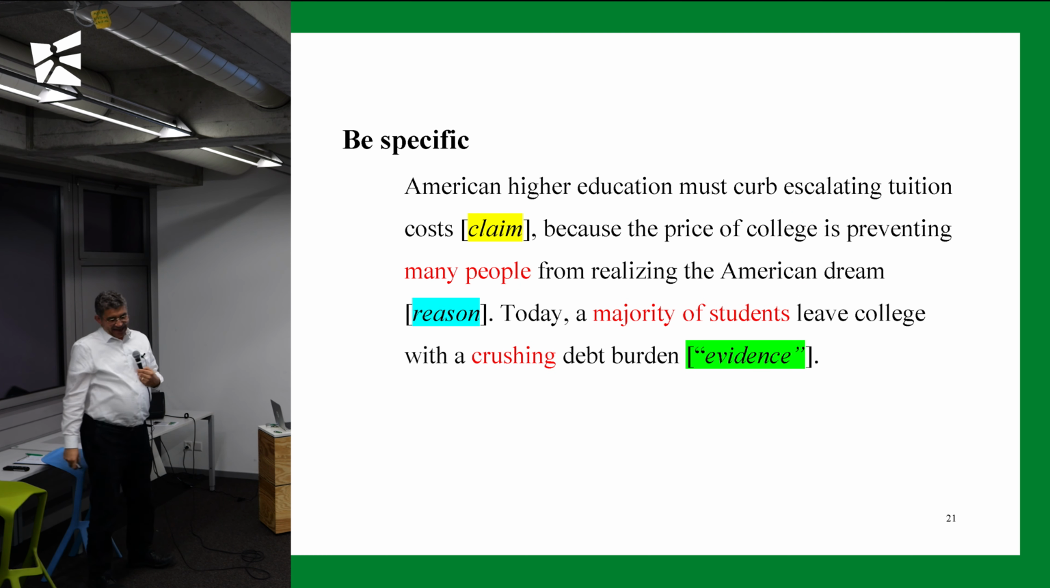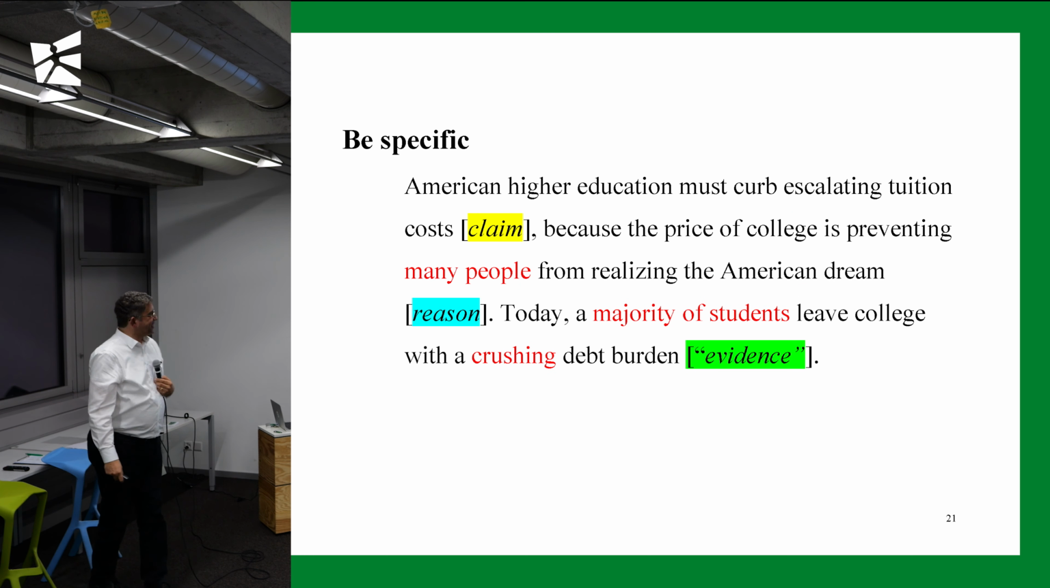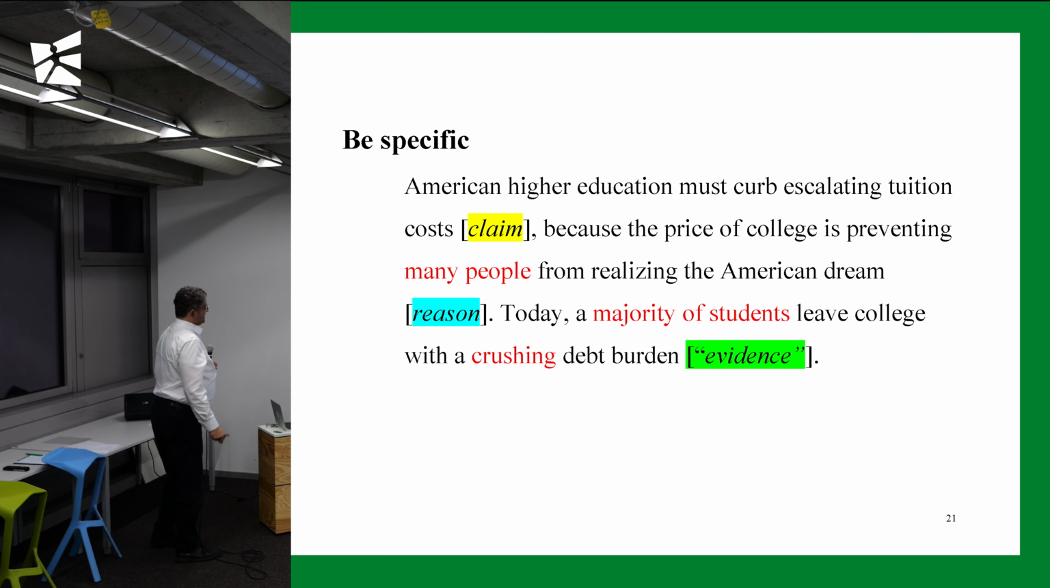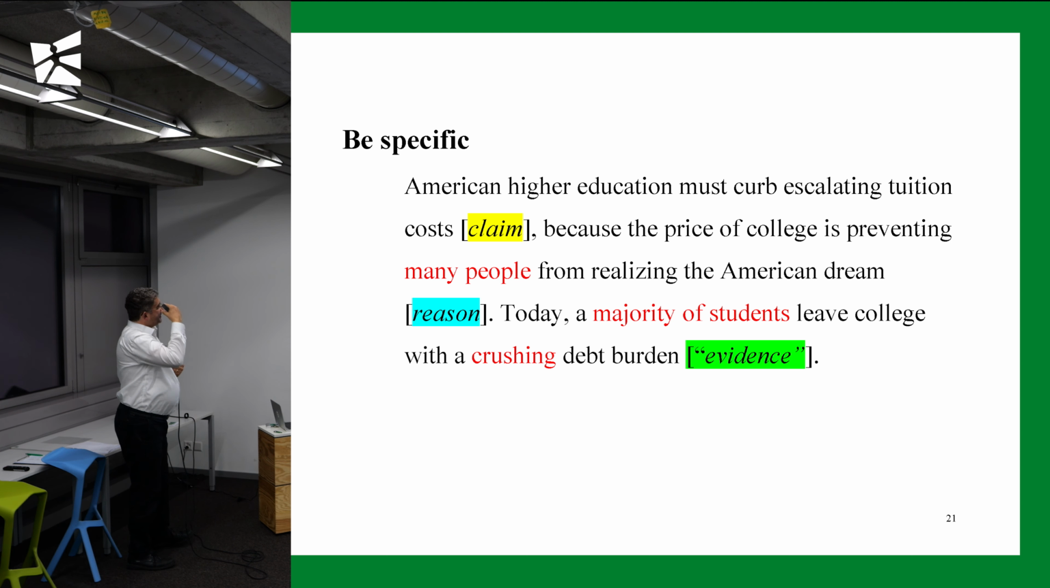So one of the things that happens, and it happens very easily, is that we get vague. We start using vague language. Here's another example. American higher education must curb escalating tuition costs. That's the claim. I sound like a politician. Because the price of college is preventing many people from realizing the American dream. It's a reason. Today, a majority of students leave college with a crushing debt burden. That's the evidence. I think, I've given you evidence.